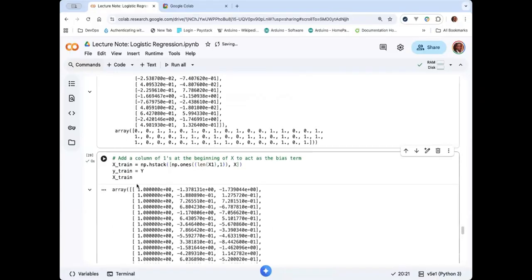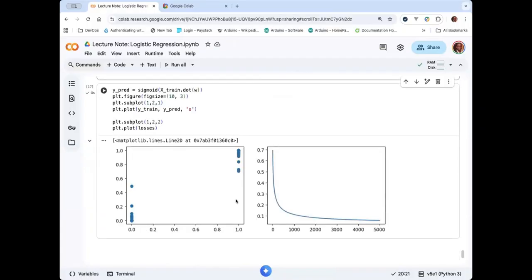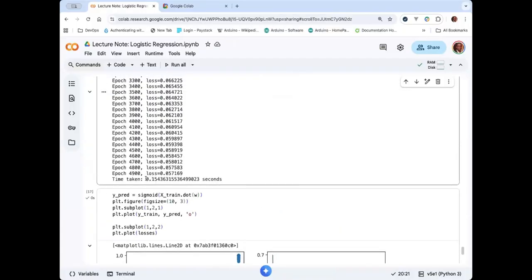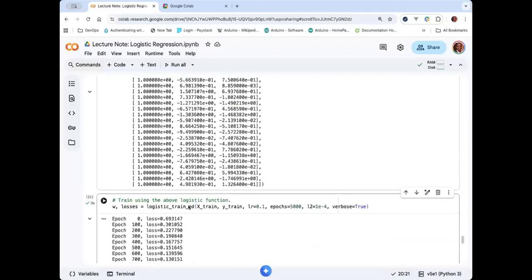We stack and then we run this. Okay. You can see the time taken, 0.15 seconds. Are you not amazed? 0.15 seconds. The vectorized version takes 0.15 seconds.